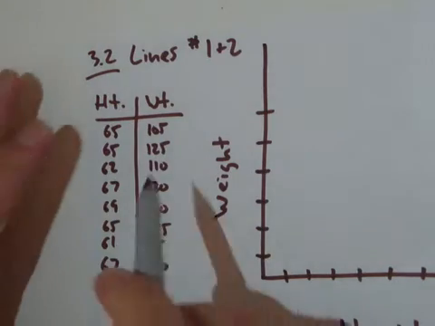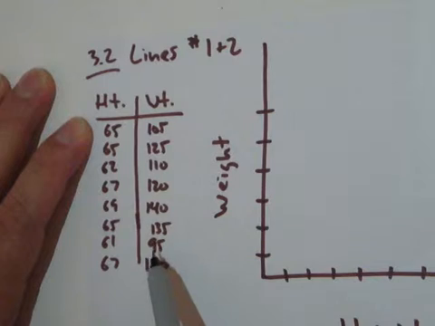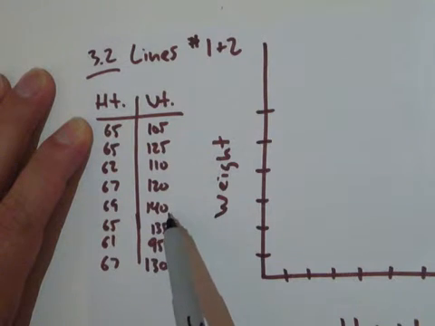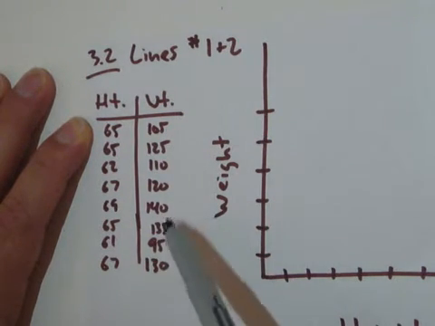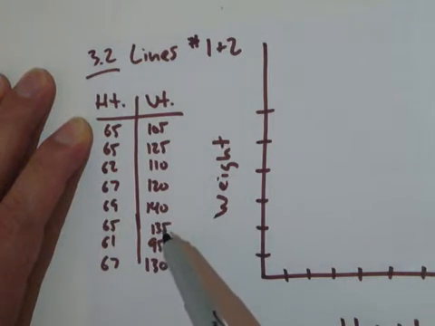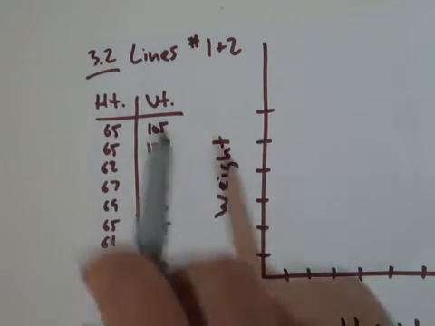And it makes sense if you look at our data. The shortest person is 61 inches tall, and they weigh the least, 95 pounds. The tallest person is 69 inches tall, and they weigh the most, 140. So just looking at the shortest and tallest person, it makes sense that there would be a relationship. But so what do we do? How do we do this? Well, we have this kind of data.